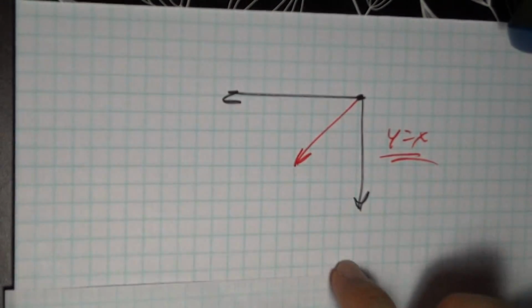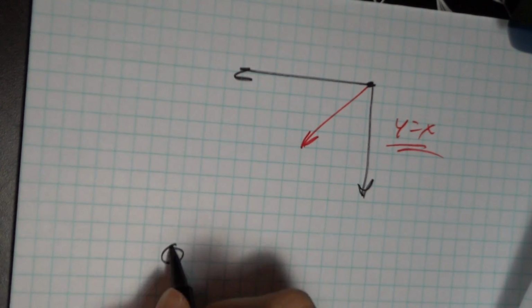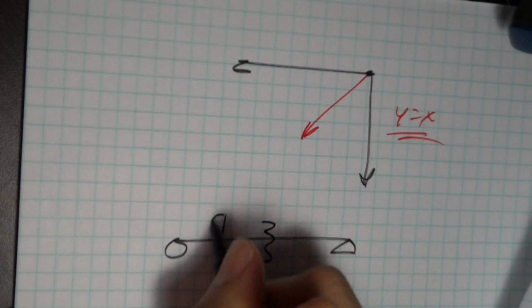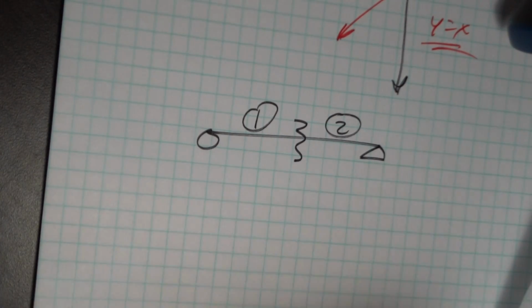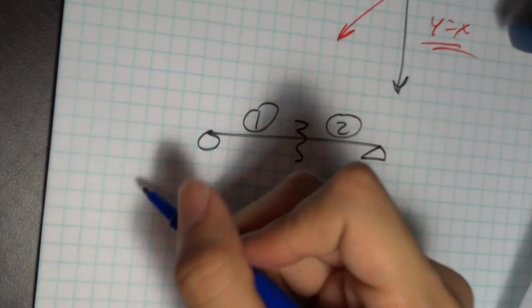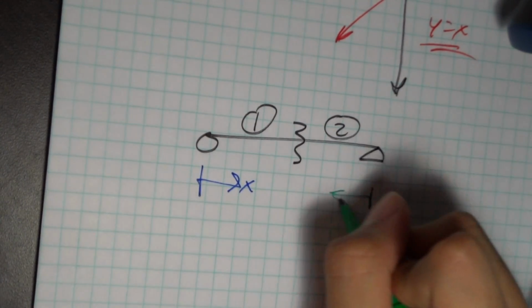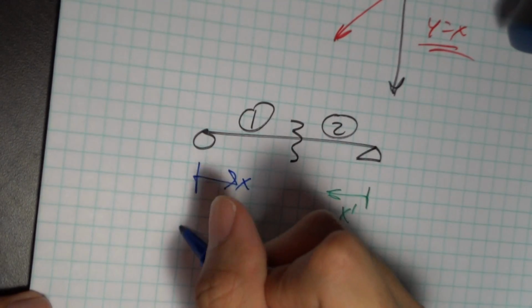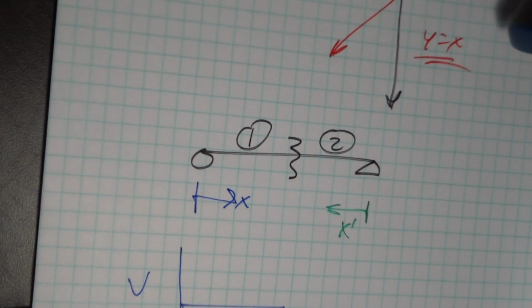Let's see when this would come into play. For example, let's say you have a simply supported beam. If you make a cut here, I could look at it from the left or from the right. Let's pretend that I look at it from the left. If I do my x, it'll be like that, and my y, I'll call this x prime, will be like this. When I'm looking at my graphs, this could be my shear, for example, and this could be my moment.